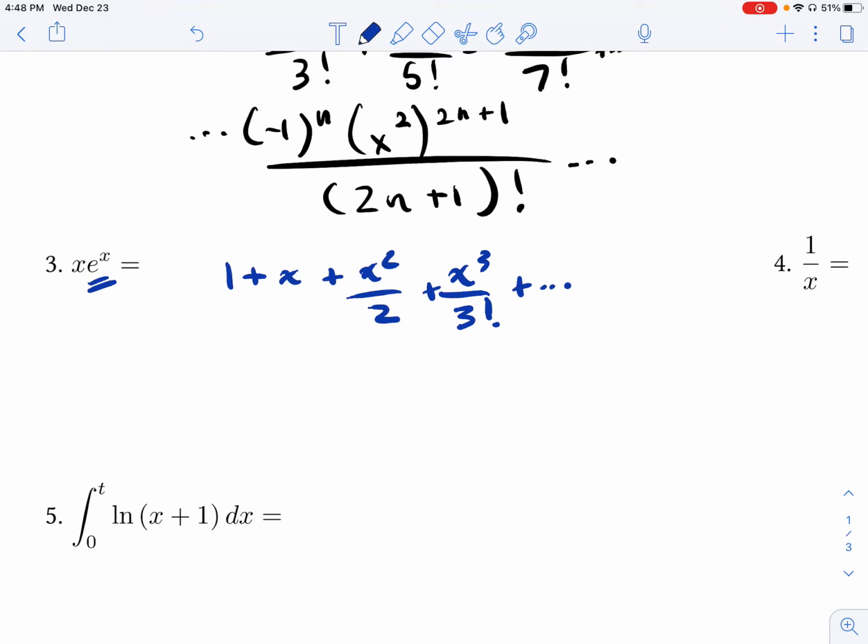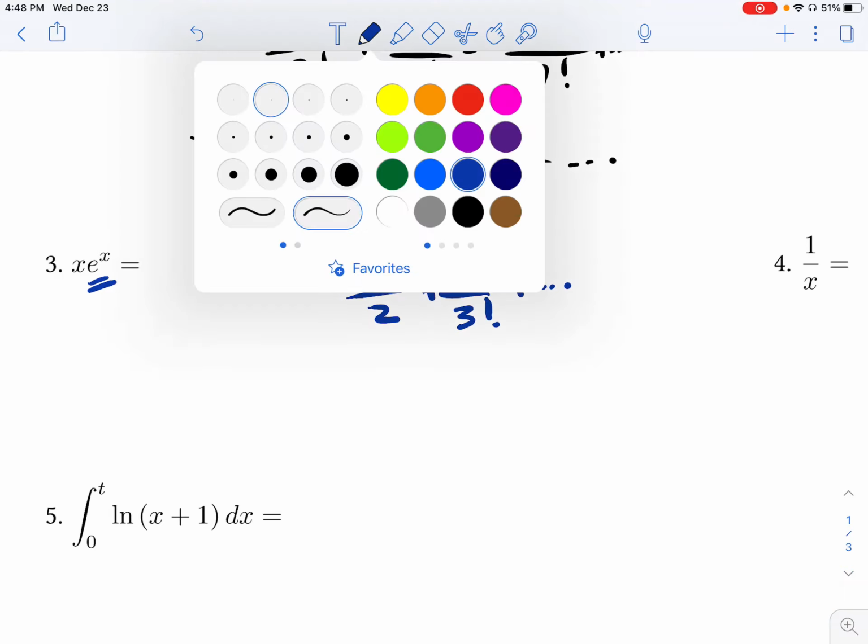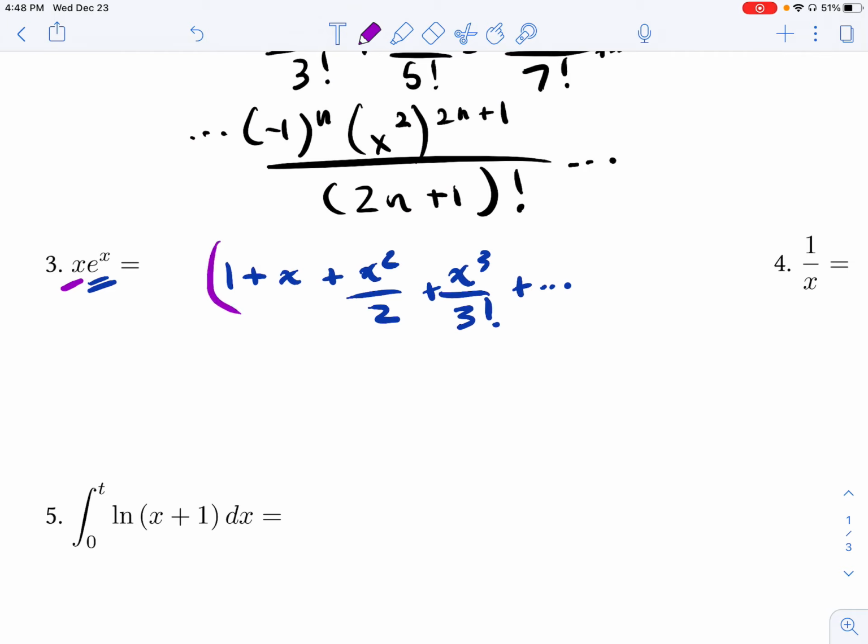But now we're just going to multiply all of this by x. So what does that give me as a result? And you don't have to show this transition step. I could jump right into what I'm about to write, but I just wanted to show you where we're getting this.